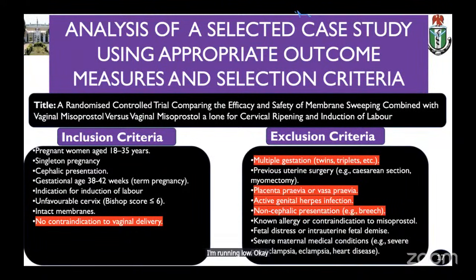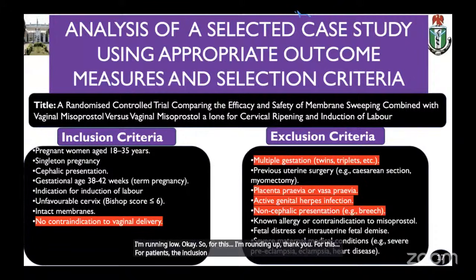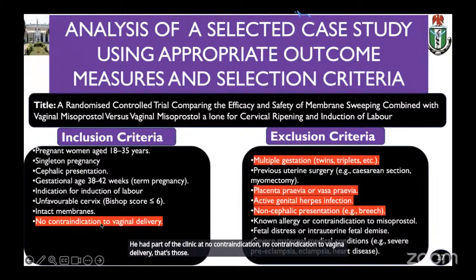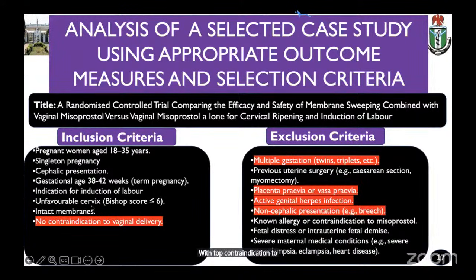So thank you, please. For this, I'm rounding up. For these particular questions, the inclusion criteria have been clearly stated, but I would like to state here, part of the inclusion criteria: no contraindication to vaginal delivery. That is, only those without contraindication to vaginal delivery will be included.